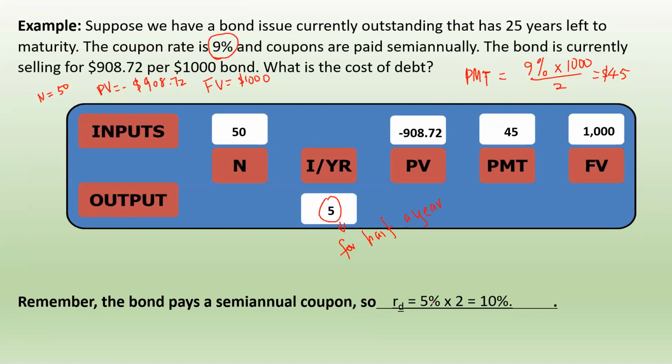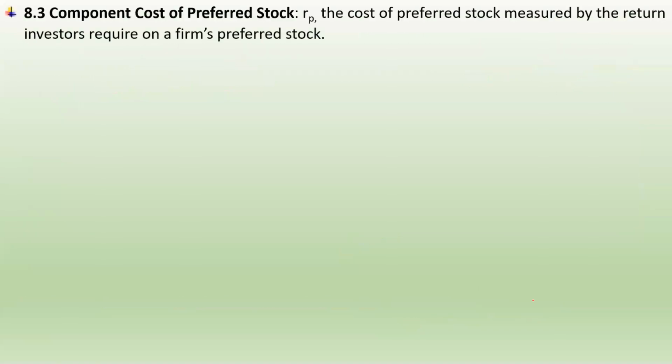And RD is 10% each year. So the cost of debt, the firm has to pay 10% each year to their investor so they can use this debt capital. So the next component, we found out the cost of debt is 10%. So basically the firm has to pay 10% to use the debt capital.